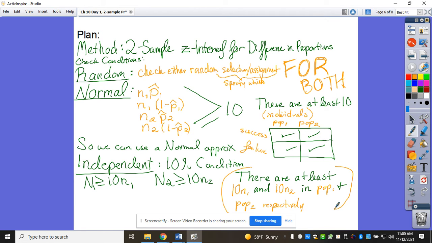So like if we have the same amount, if we have 30 from each population, then we could just say there are at least 300 from this group and this group, and that's it. And that'd be pretty easy, but then it's going to kind of change problem context. But it is still individuals in the population, not successes there.